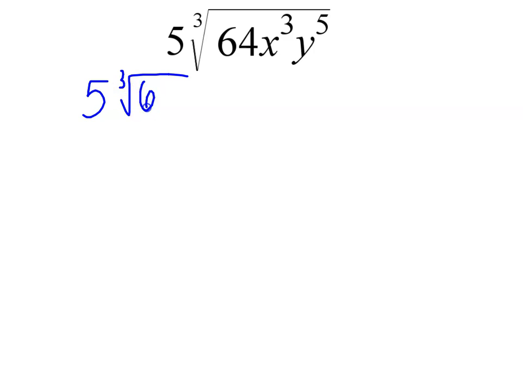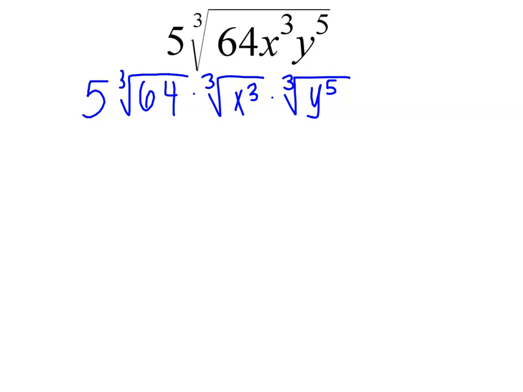So if we split it up into the cube root of 64 times the cube root of x cubed times the cube root of y to the 5th. All right, so let's first start off with the cube root of 64.